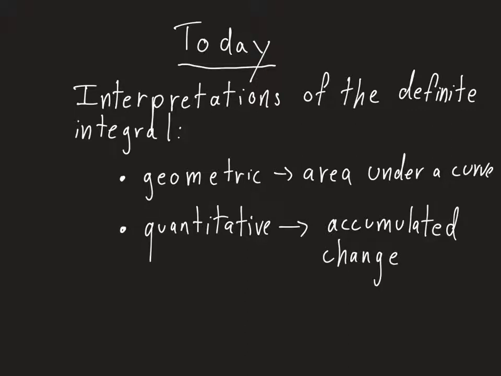Alright, real quick, the sections from the book that we're going to be covering here: for the geometric one is going to be 5.3, and for the quantitative one is going to be 5.4.